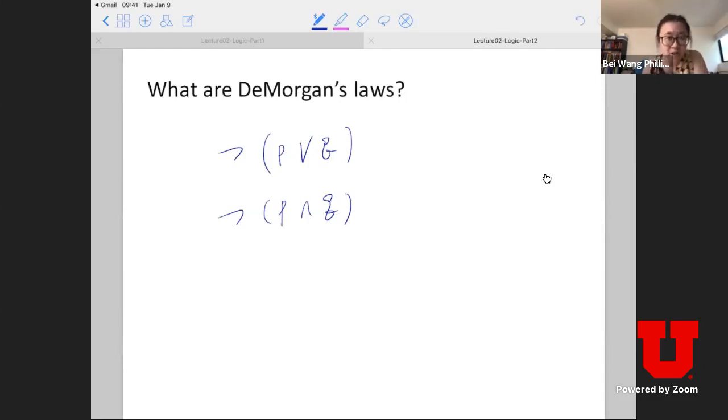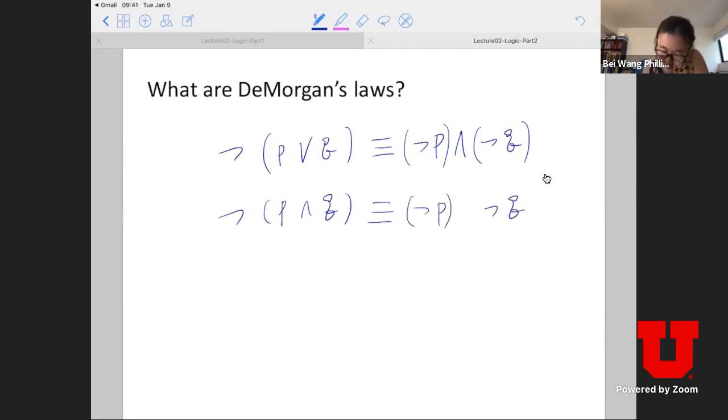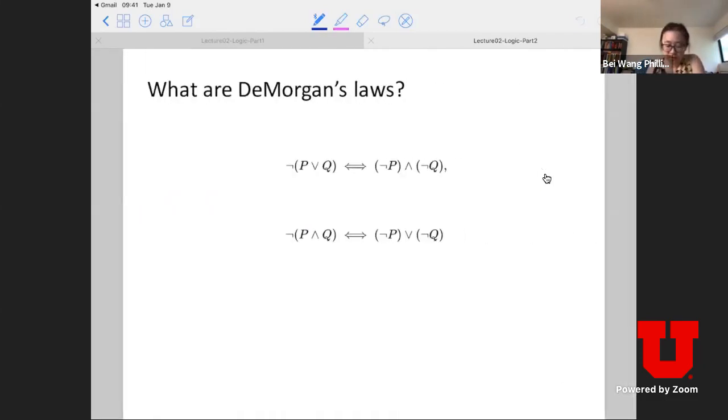if I take the negation of P or Q, this is equivalent to taking the negation of P, taking the negation of Q, and then flipping the direction. So this is what you get. The second one, if I bring the negation in, negation of P, negation of Q, again I flip the arrow, so it becomes OR. So that's it. This is just a quick review. Here I'm using uppercase to represent propositions.